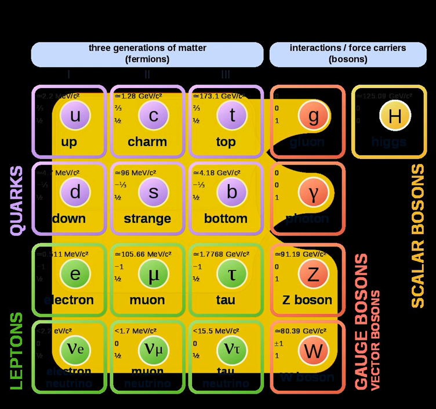Fermions with positive chirality, right-handed fermions, and antifermions with negative chirality, left-handed antifermions, have T equals T_3 equals 0 and form singlets that do not undergo weak interactions.